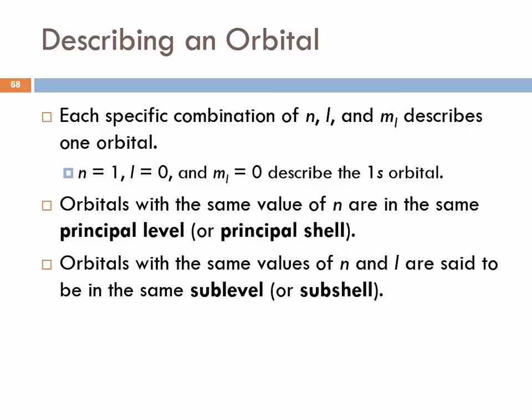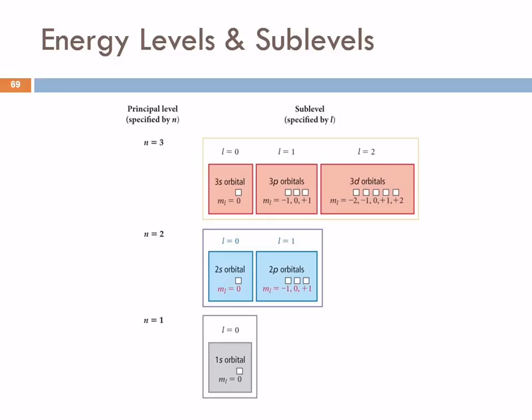Orbitals with the same value of N are said to be in the same principal level or principal shell. And orbitals with the same values of N and L are in the same sublevel or subshell. Okay, so here's the picture, and then I'm going to give you a stupid analogy.